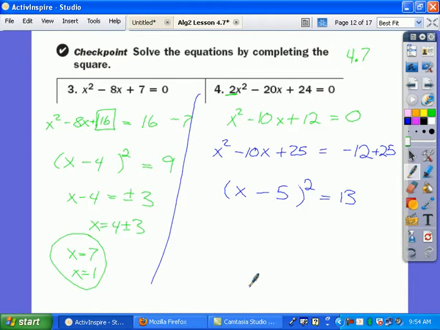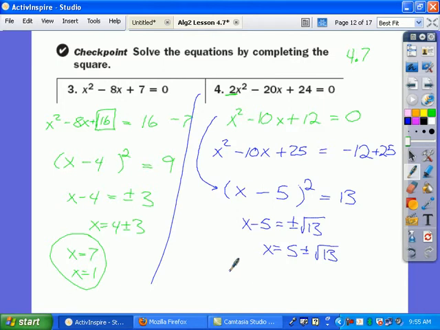Okay? And so with that being said, let's go ahead and take the square root. So we have x minus 5 equals plus or minus square root of 13. That's not going to simplify, and so our final answer is x equals 5 plus or minus square root of 13. Okay? And again, the first two steps are really the process of completing the square. Once we've completed the square, now we just use the square roots method to finalize the answer.